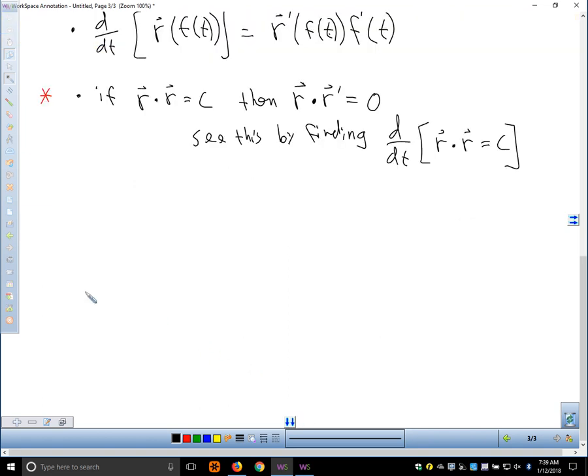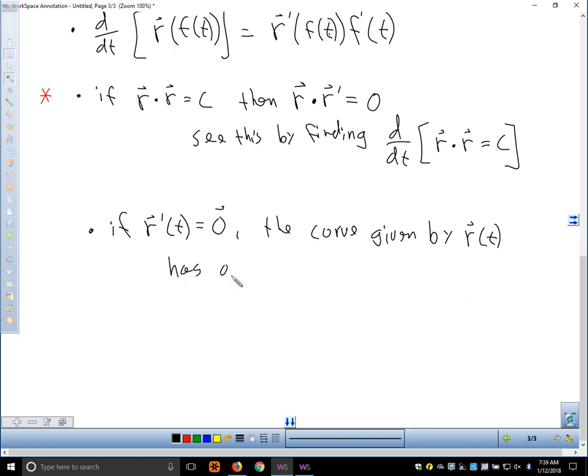And the last one, if r prime of t equals the 0 vector, the curve given by r of t has a cusp at that value of t.